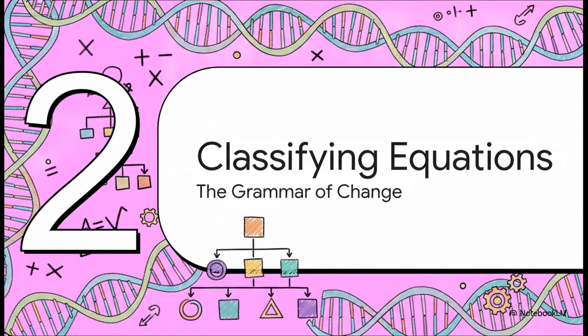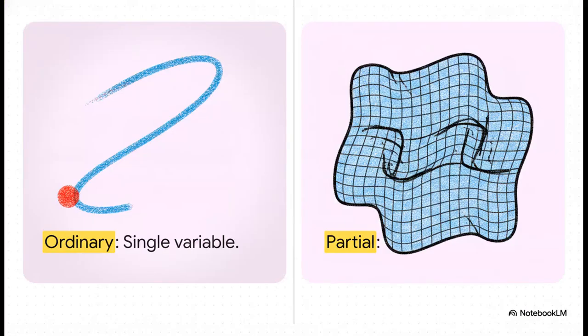Moving on to Section 2, classifying the equations, which is essentially the grammar of change. Before we can actually solve anything, we have to understand a problem's mathematical DNA. On one side of the ring, we've got ordinary differential equations, or ODEs, which depend on a single independent variable. On the other side, we have partial differential equations, or PDEs, and those depend on 2 or more variables. Now, to keep our learning super focused and efficient today, this explainer is going to focus entirely on ordinary equations with a single variable. Let's keep it simple, right?